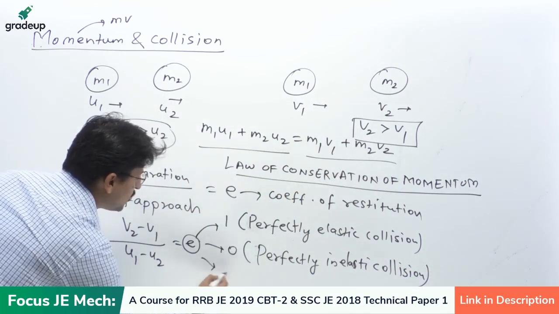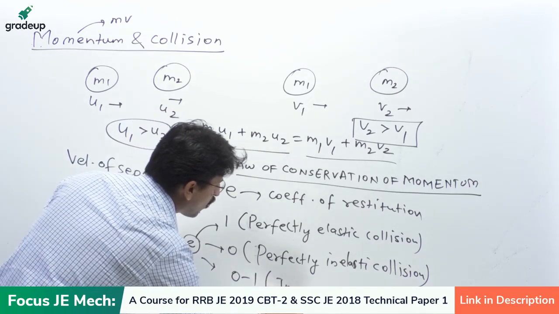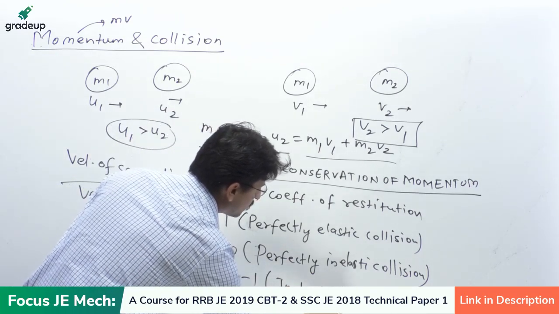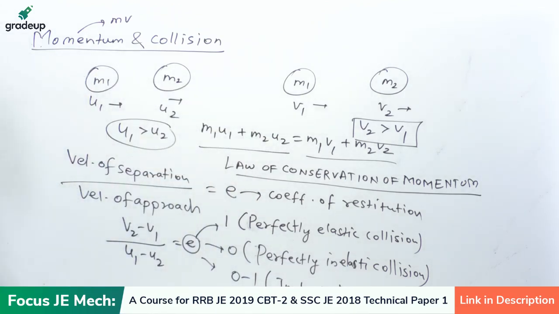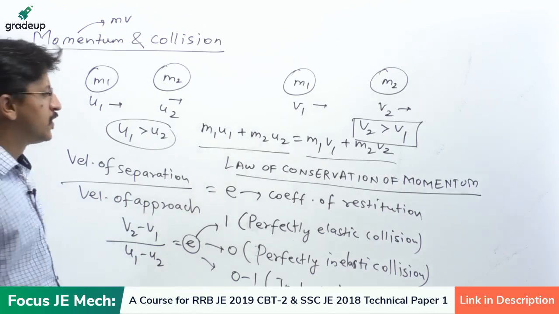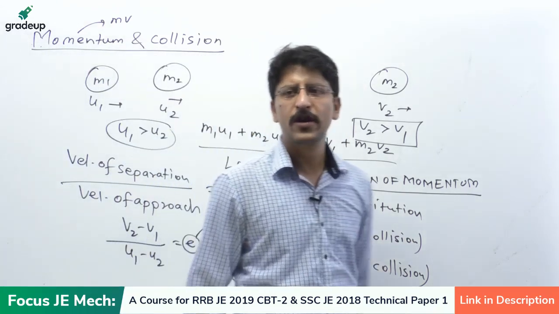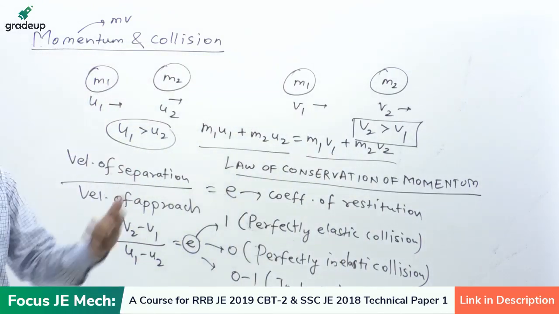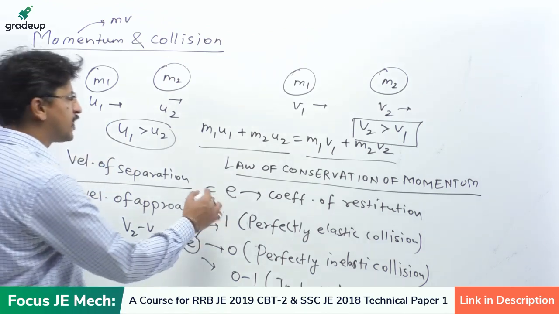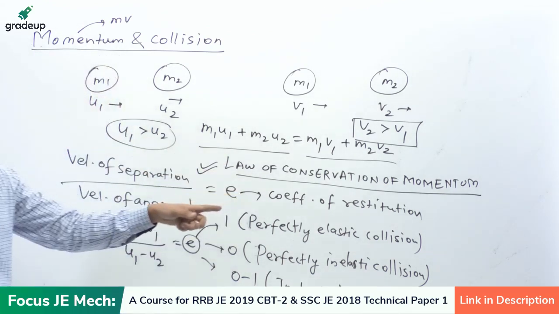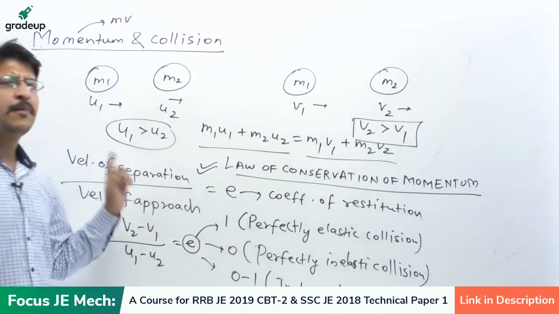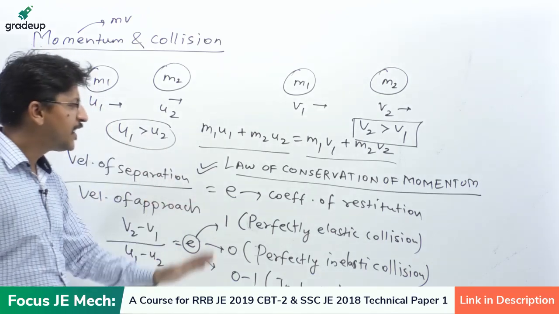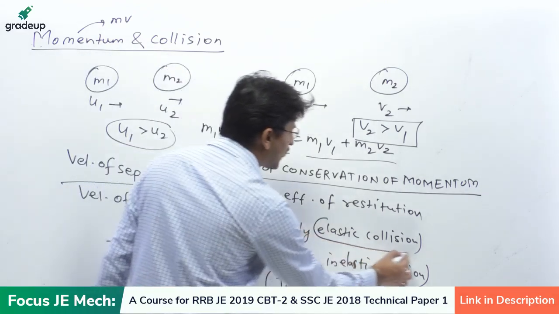And the value of e lies between 0 to 1. It is simply called inelastic collision. Clear? 0 to 1 is inelastic collision. Clear? Then in the case of elastic collision, your momentum as well as kinetic energy both remain constant. But if it is an inelastic collision, then there is a loss of kinetic energy. Your law of conservation of momentum always remains constant. Please remember, whether it is elastic or inelastic. But in the case of kinetic energy, the kinetic energy remains constant only in the case of perfectly elastic collision.